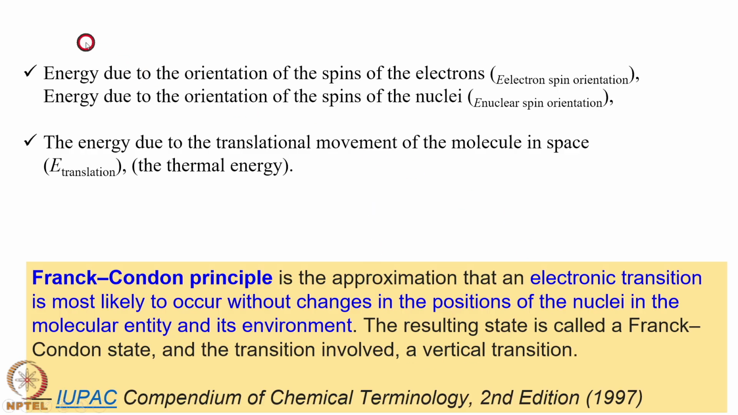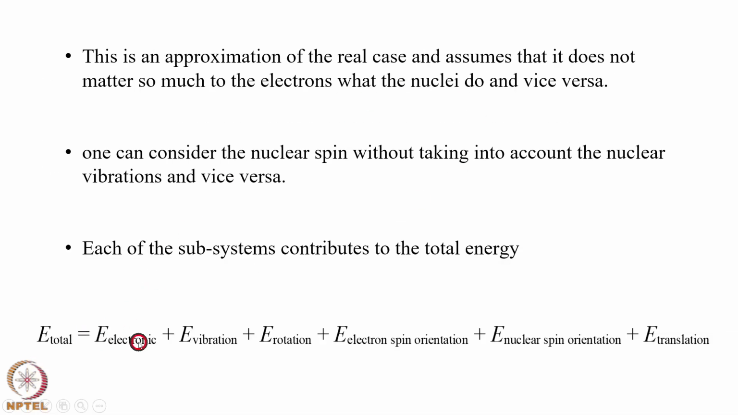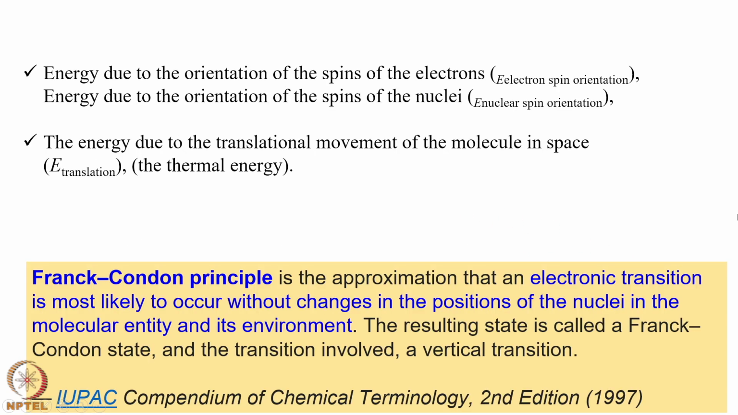Now, the energy due to orientation of spin of electron is called electron spin orientation, and energy due to orientation of spin of nuclei is nuclear spin orientation. So, one operates at a nuclear level, this operates at the electron level, and then there is translational movement of the molecule because of thermal energy, that is E translational. So, these are all due to electron, this is due to the nucleus, and this is because of movement in space.